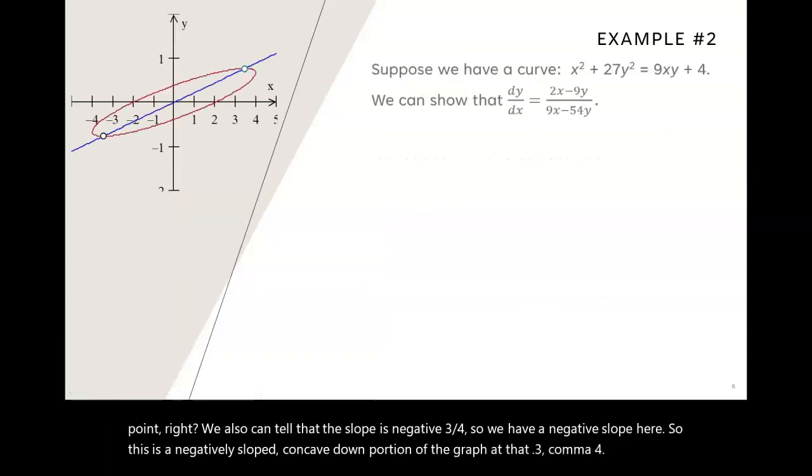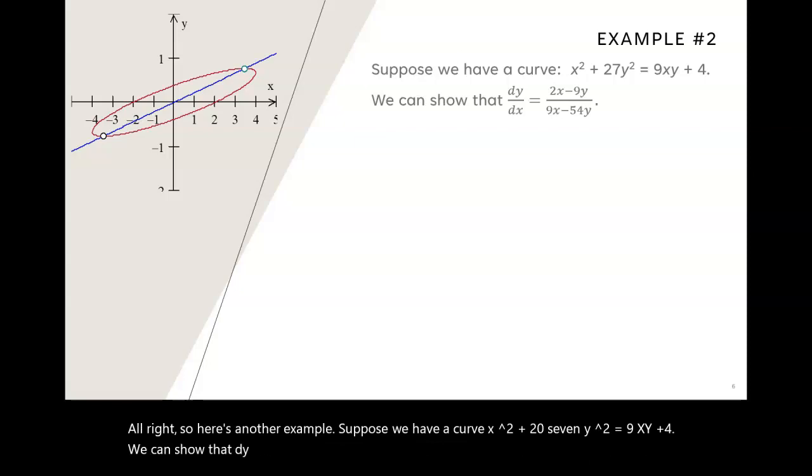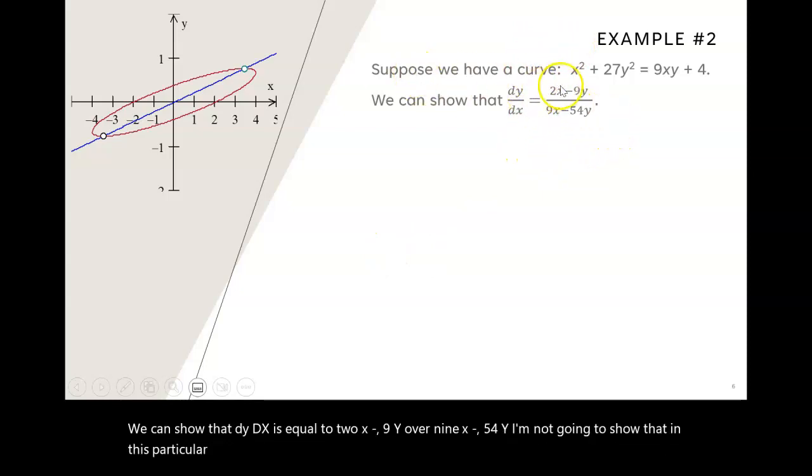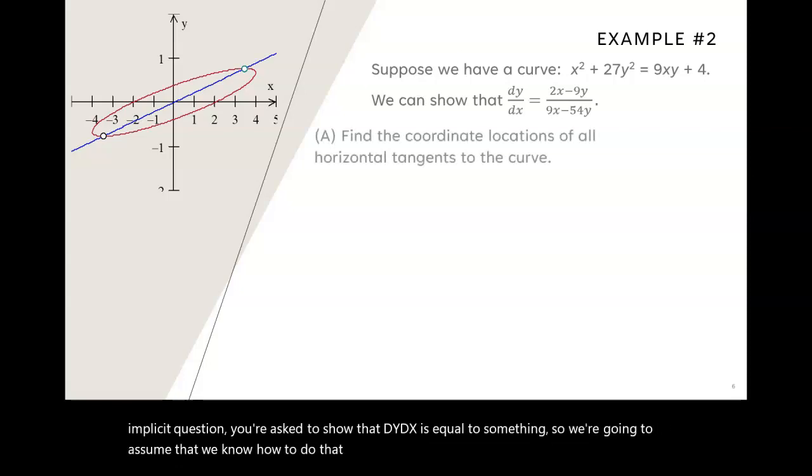All right, so here's another example. Suppose we have a curve x squared plus 27y squared equals 9xy plus 4. We can show that dy/dx is equal to (2x minus 9y) over (9x minus 54y). I'm not going to show that in this particular example because this is an easier implicit derivative to find, but generally on an implicit question, you're asked to show that dy/dx is equal to something. So we're going to assume that we know how to do that here.